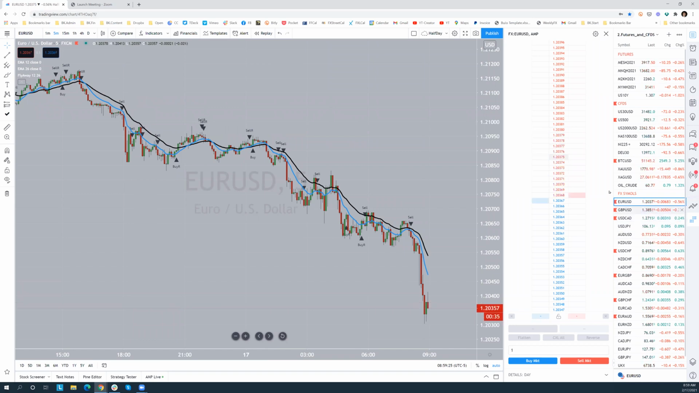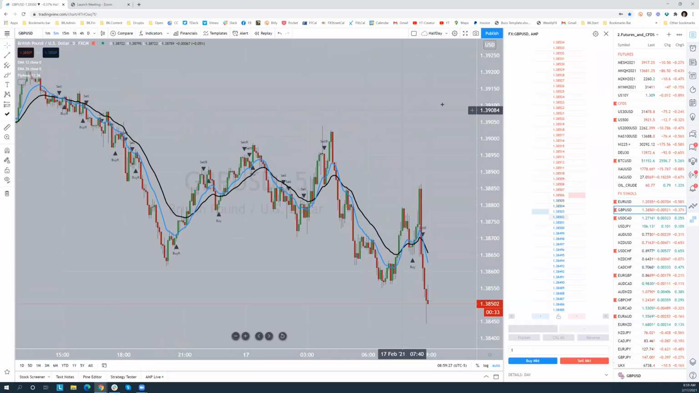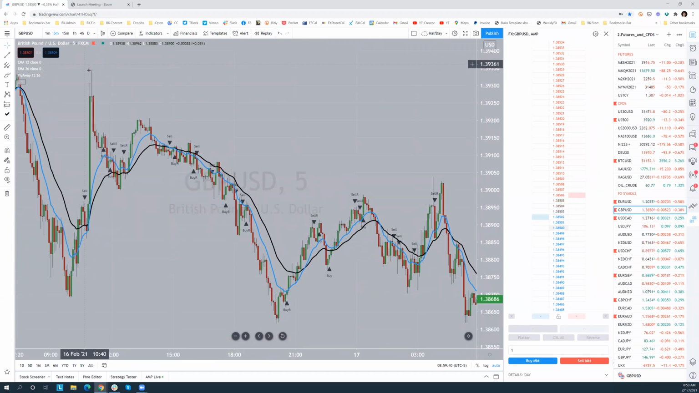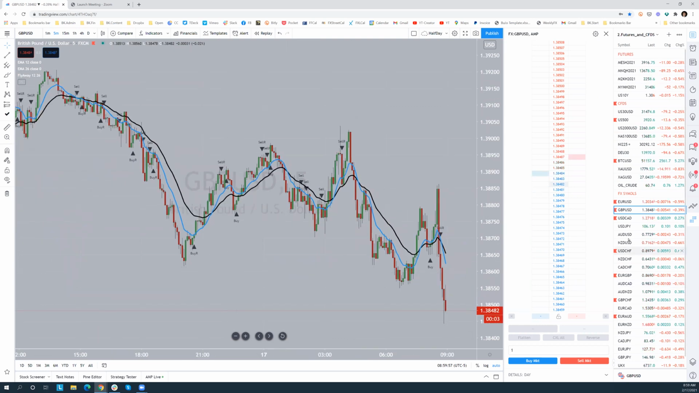I didn't do anything with cable, although I don't know what cable did for us yesterday. Well, cable broke the 39s. That actually, no, cable would have been a trade. So this just held the 39s and then it broke them. No, it broke the 39s in the Asia session, so I wouldn't have traded that trade anyway.